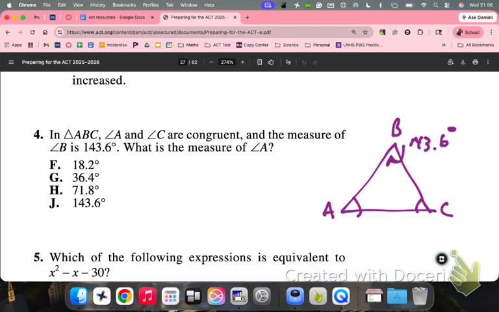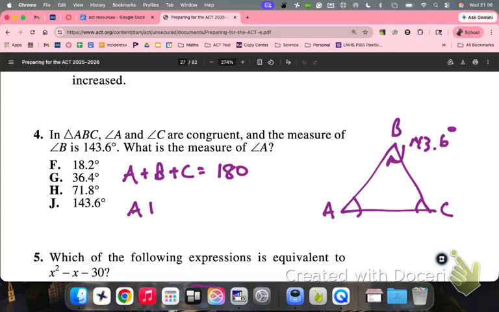So in every triangle, the angles all add up to 180. A plus B plus C has to equal 180. So I'll just think of it that way. This is going to show up on every single ACT, I'll bet. Something about that is going to show up on every single ACT.